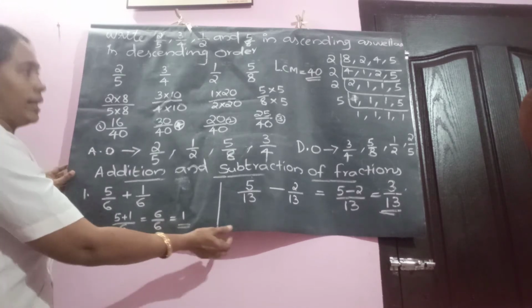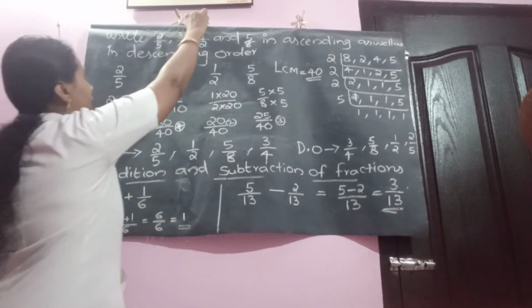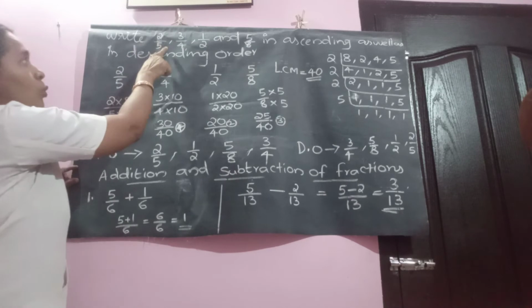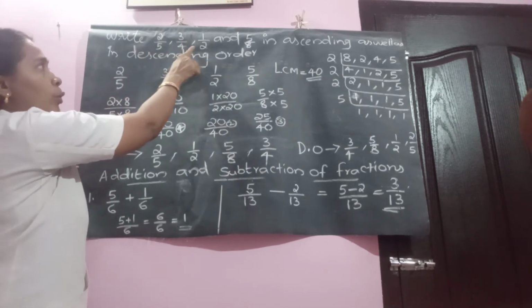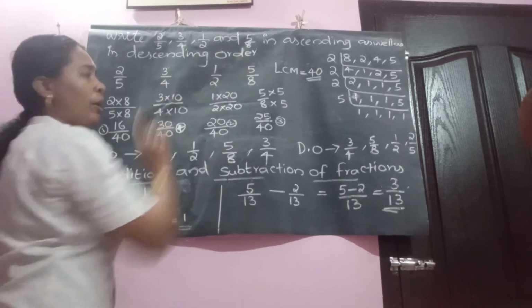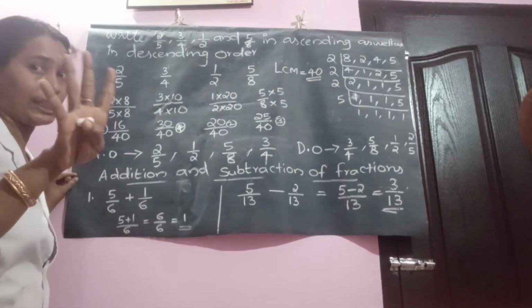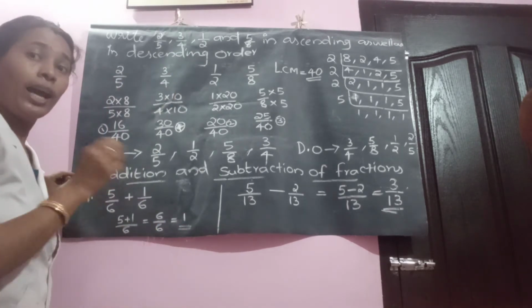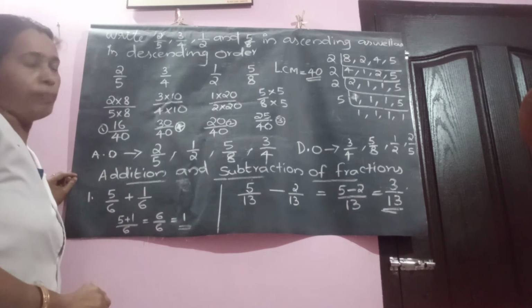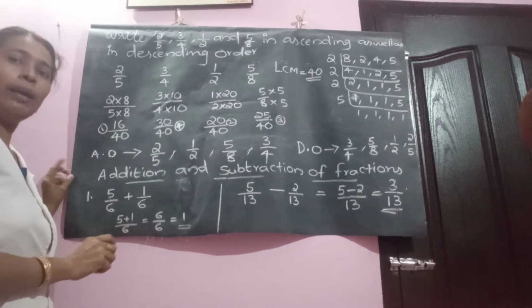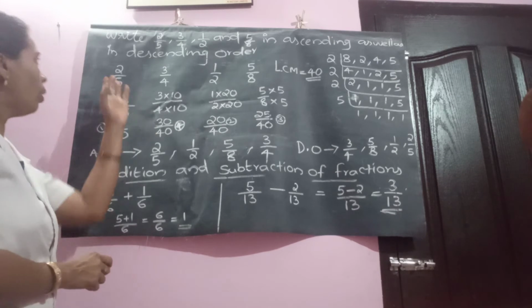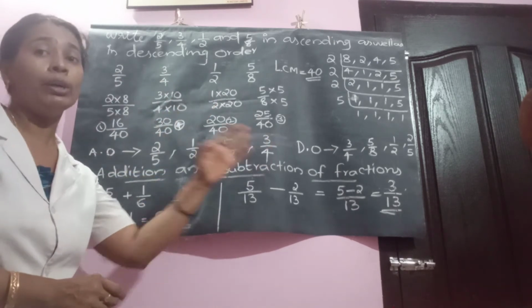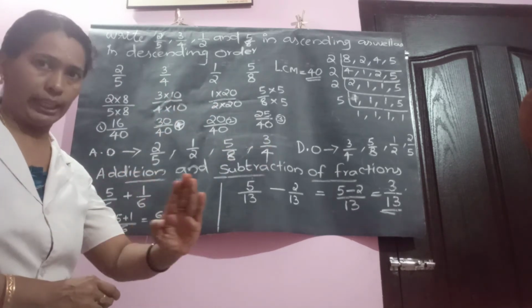So we have to consider a case already given. The question is given to you. 2 by 5, 3 by 4, 1 by 2 and 5 by 8. 4 fractions are given to us. And we have to arrange them in ascending order as well as descending order. Arrangement is possible only when all the fractions have the same denominators.